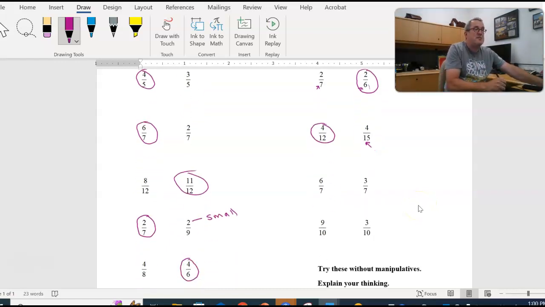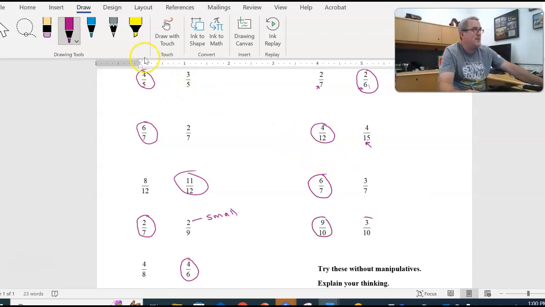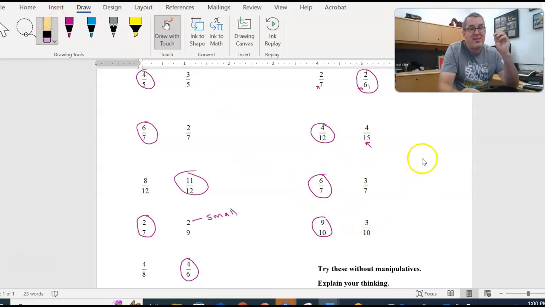6/7, 3/7. Oh, 6 of the 1/7 is going to be more than just 3 of the 1/7. And 9 of the 1/10 is going to be bigger than 3 of the 1/10. There I go again, almost circling them both. All right, do you see the thinking? We're thinking about what a fraction means to make the comparison rather than some algorithm, some trick, some other strategy.